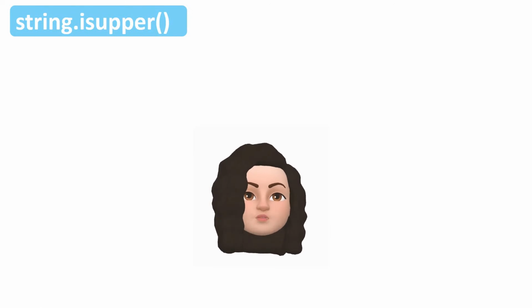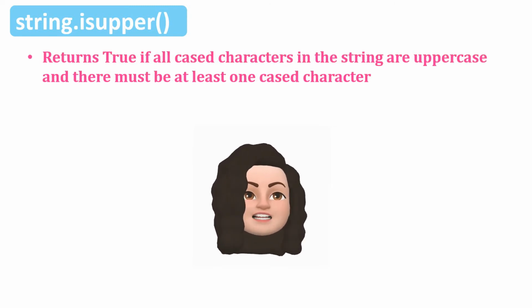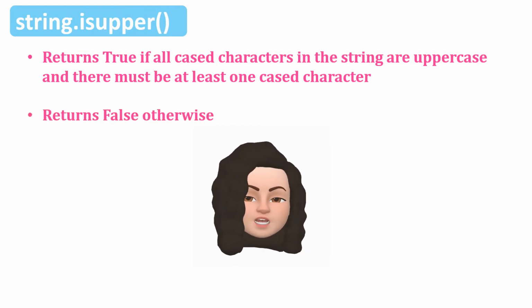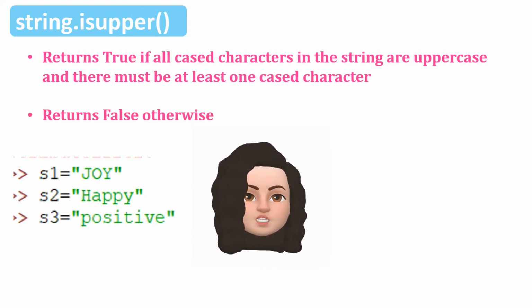The isupper function is just the opposite of the islower function. This string function will return true if all the cased characters in the string are uppercase. All the alphabets present in the string must be in uppercase, and there must be at least one cased character. Otherwise, isupper will return false. Look at the strings S1, S2, S3.